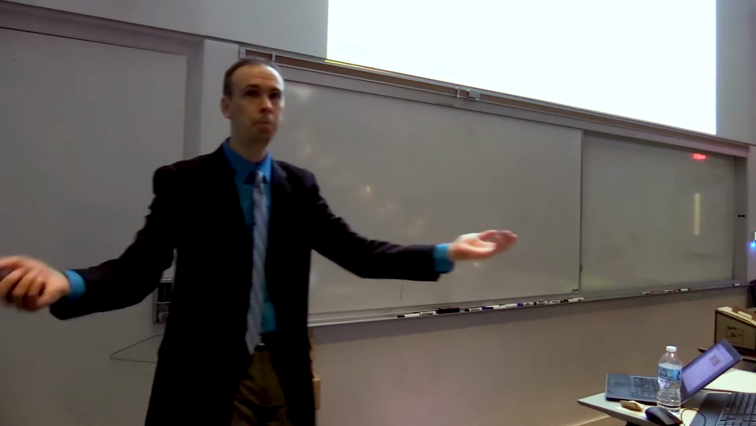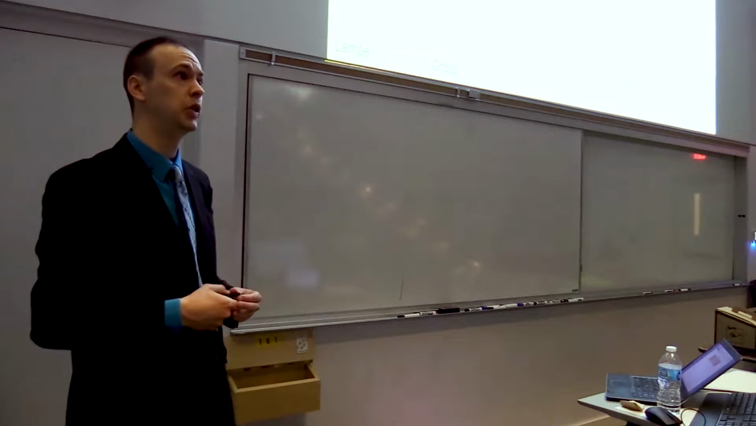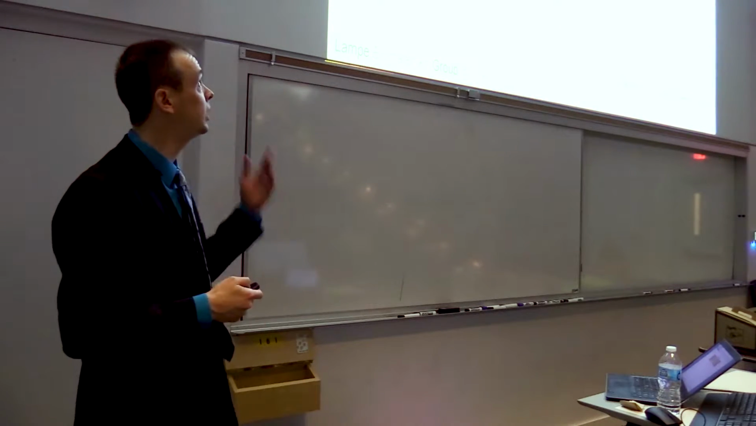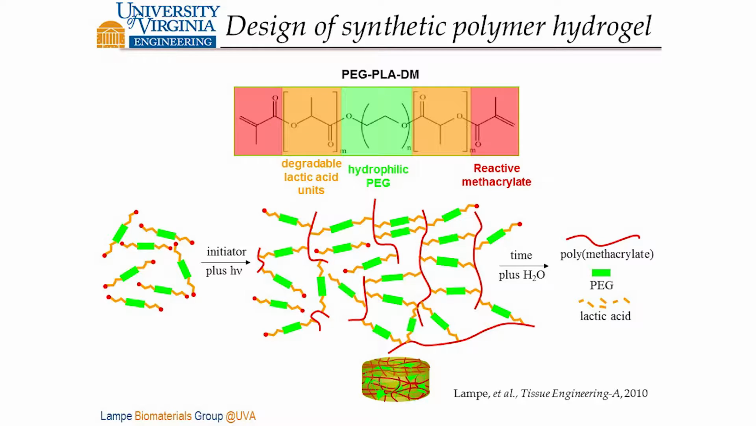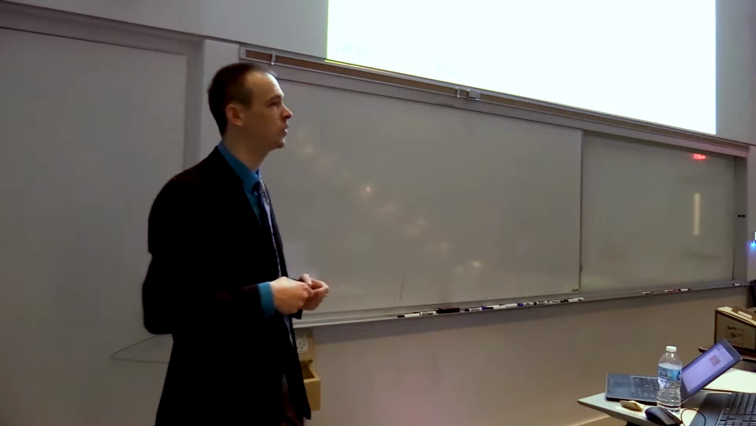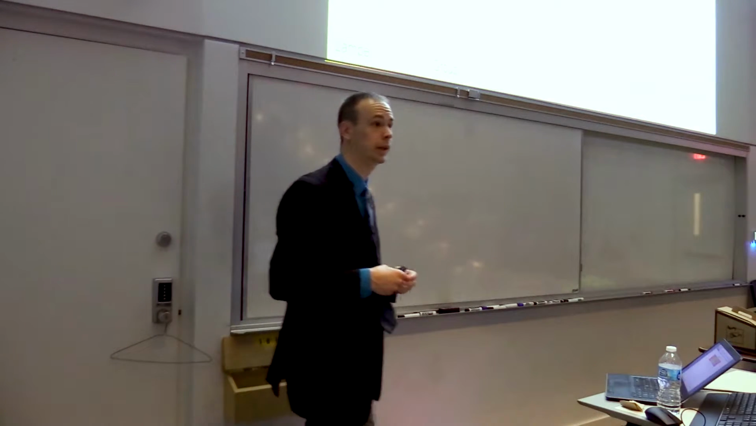So our most basic material that we work with in the lab is a polyethylene glycol base. So PEG here in green, it's a hydrophilic polymer. We can, if we so choose, add degradable lactic acid units. So we can put very short pieces of polylactic acid onto that, and then cap that with, in red, reactive methacrylate groups.